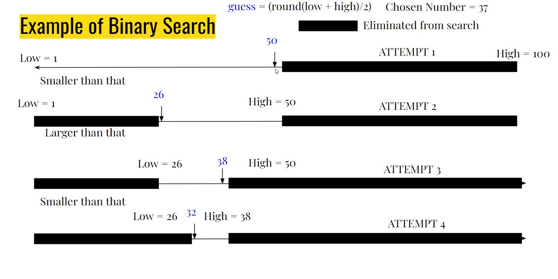Now, remember the number was 37. So my user tells me, well, no, it's larger than 26. The moment that happens, I go and eliminate this part of the range from my search area. And hence I set my low to 26. So now my low is 26, high is 50.